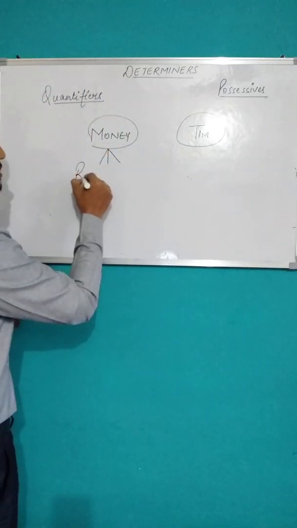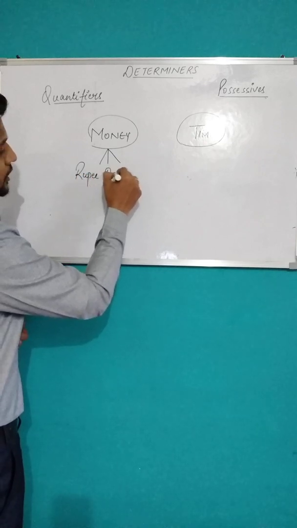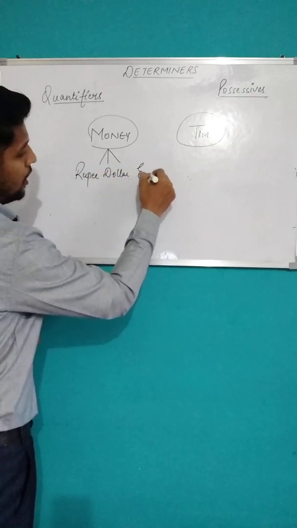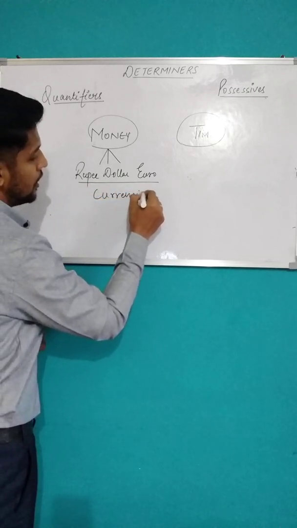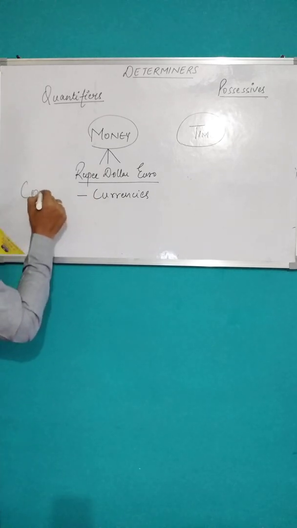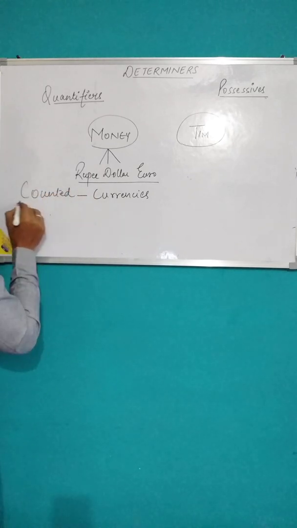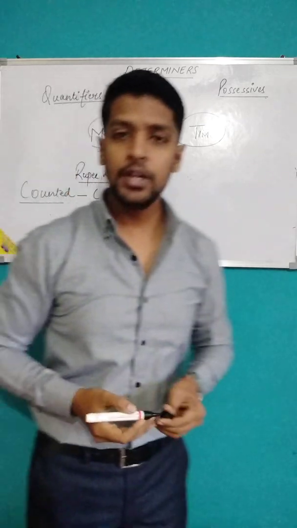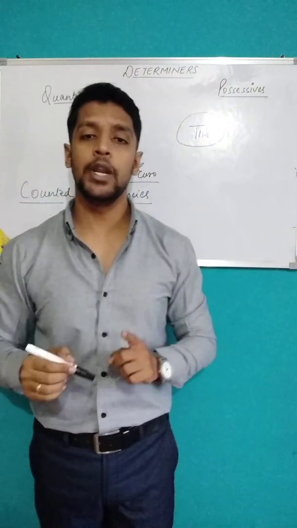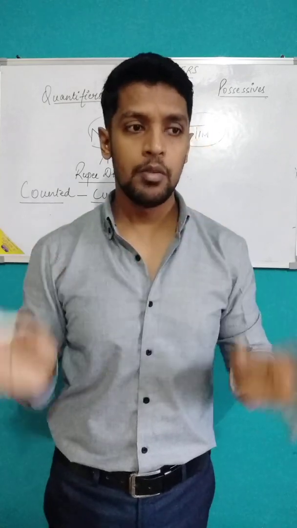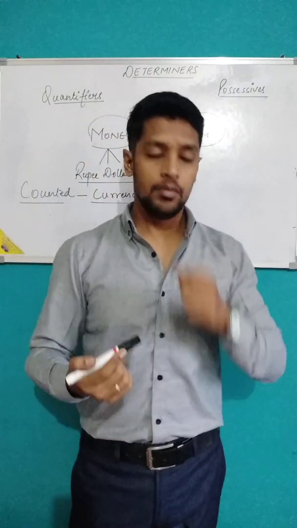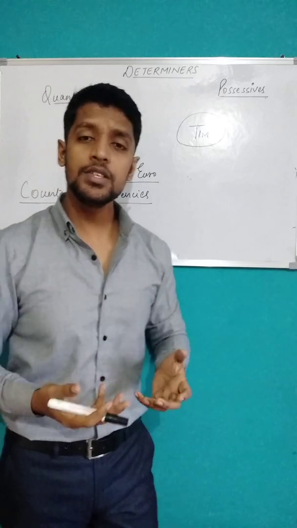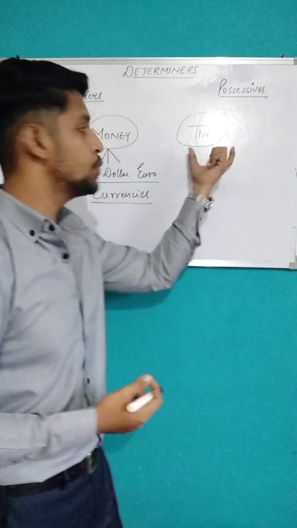For example, rupees, dollar, euro. These are the currencies which can be counted. I repeat, currencies are counted, not the money. Money is a bigger prospect, a bigger content which contains all the currencies in it. Money is uncountable and currencies are countable. Same goes with time.